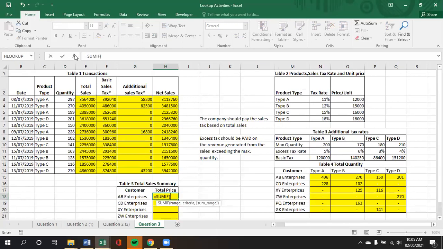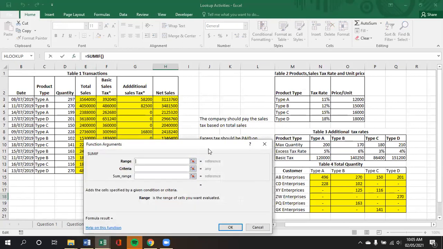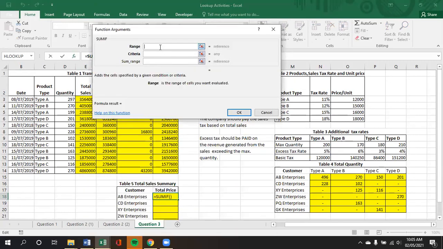Then you would have taken the range. You've been asked to specify the range. So the range is our customers. So we need to find out the customers, the table.